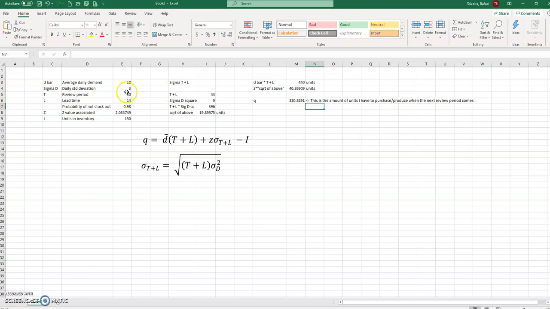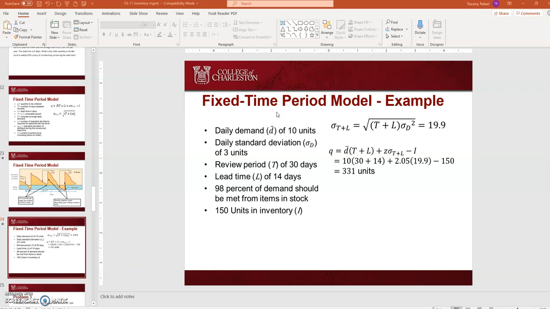The review period is 30 days, remember. So on the first day of each month, I have to determine how much I'm going to buy or how much to keep in inventory. It varies from month to month, depending on how my sales were in the previous month and how many units I have in inventory. So this K varies. This time K is 331 units, or 330.86 units. Next month, it will be a different amount. Okay, going back to our slides.